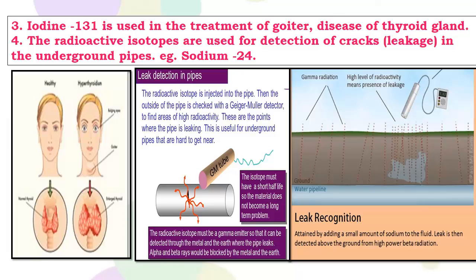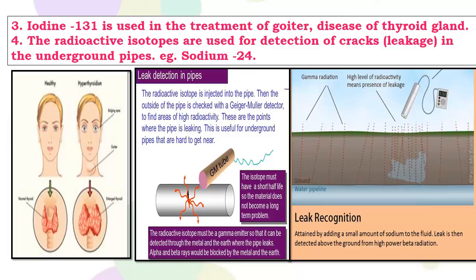So the radioactive isotope is injected in the pipe and the outside of the pipe is checked with a GM detector, known as a Geiger-Müller detector, to find the area of high radioactivity. These are the points where the pipe is leaking, you can see here, and thus it is useful for underground pipes that are hard to get near. The isotope must have a short half-life so the material does not become a long-term problem. So that is the care that they are taking.